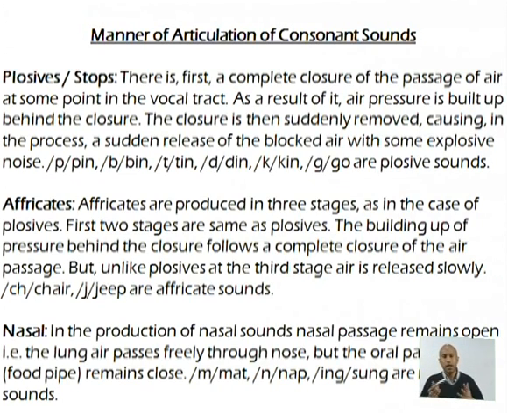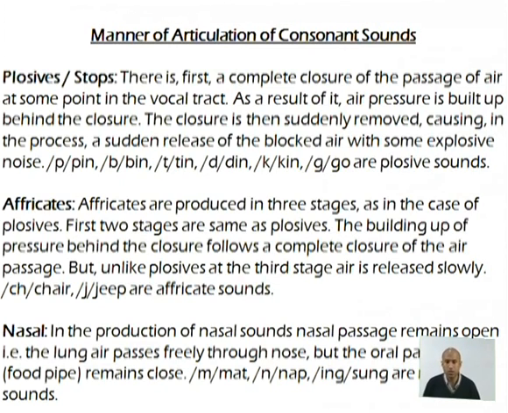What is happening? In p, there's a small puff of air that comes out. I'm not saying p, I'm saying p. I'm not saying b, I'm saying b. These are softer sounds where a bit of air comes out when you say this particular sound. For example, p, b, t, d, k, g.